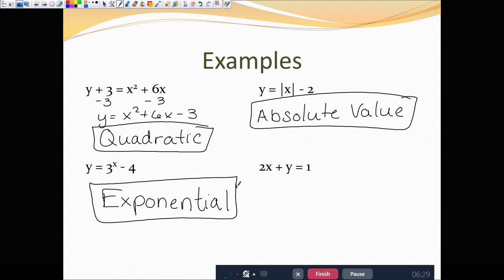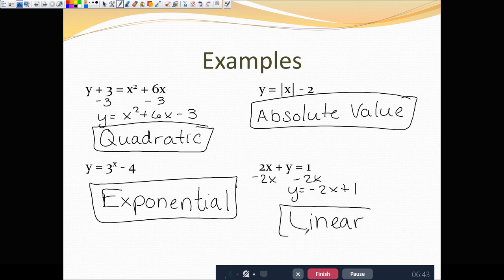Okay, this isn't in the correct format, so I need to subtract 2x and get y equals negative 2x plus 1. So this is in y equals mx plus c, which makes it linear. Okay. So that is determining what type of model it is.